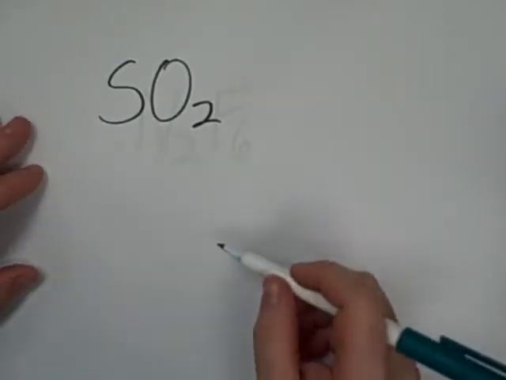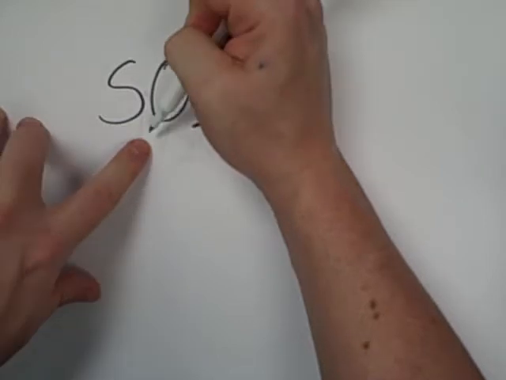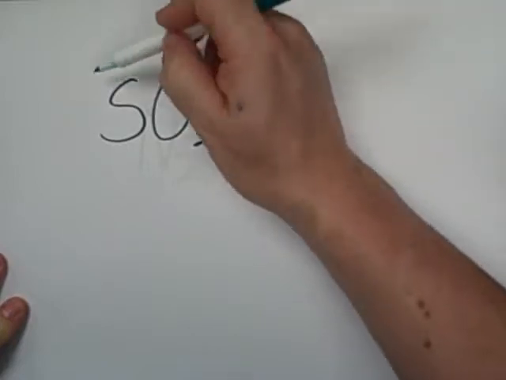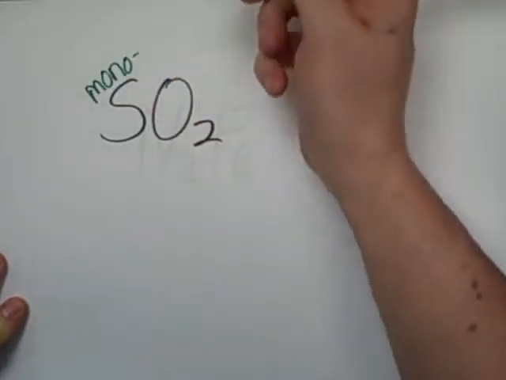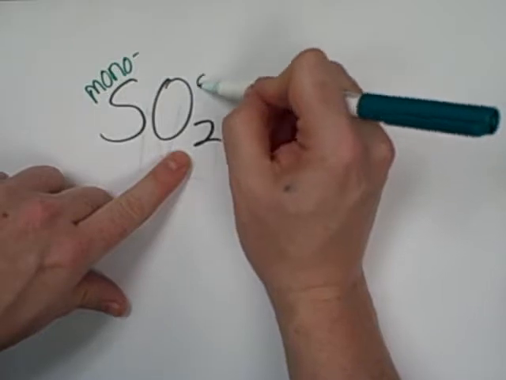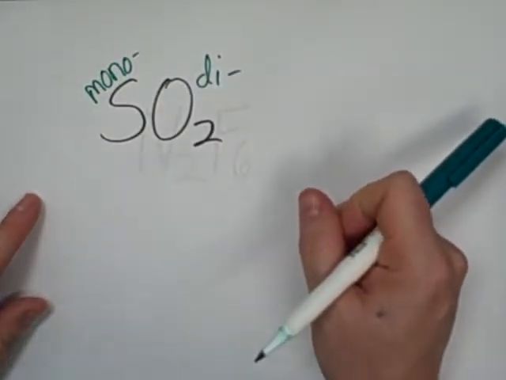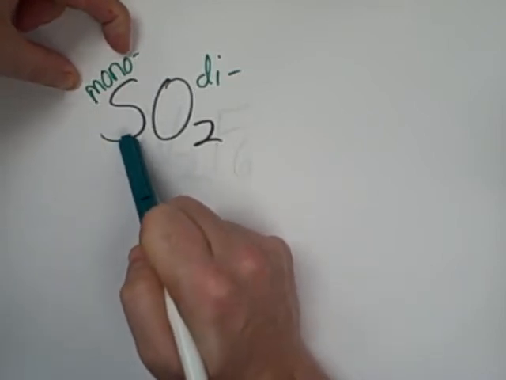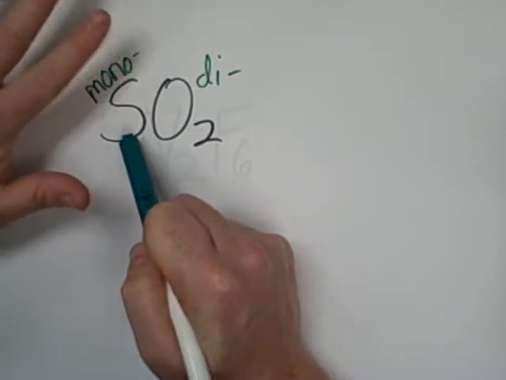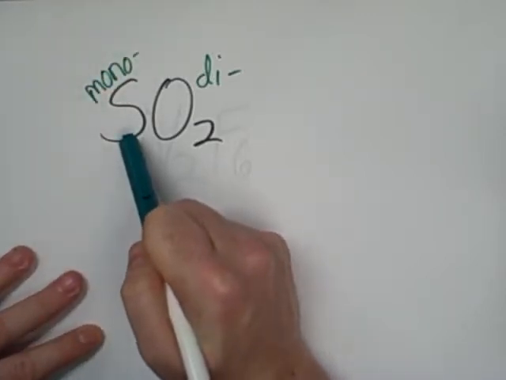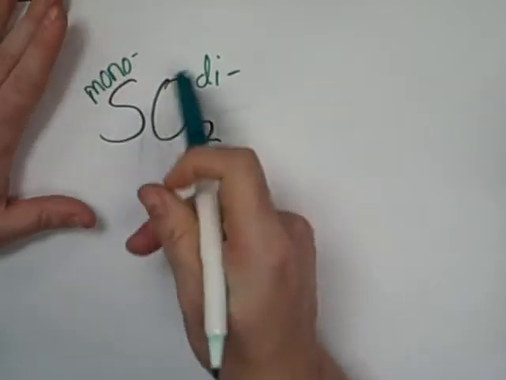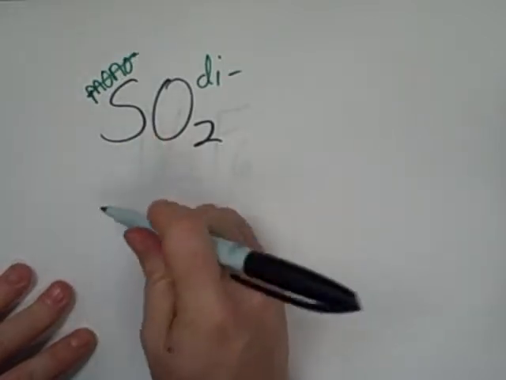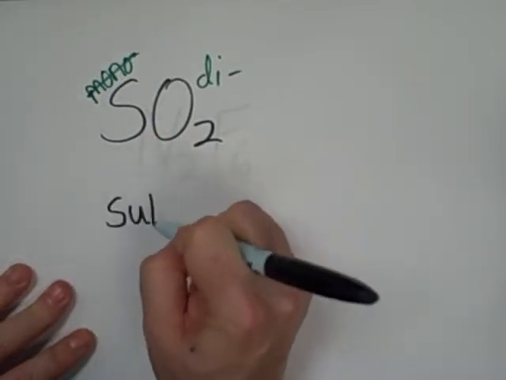Here's one, SO2. Now the prefix for 1, there's no number after S, so that means there's 1 of them. The prefix for 1 is mono. And the prefix for 2 is di. But here's the deal. We never use mono on the first element in a binary covalent compound unless that first element is oxygen. And in this case, it is sulfur. So we are going to omit the prefix mono because the first one is not oxygen. So we just have sulfur.